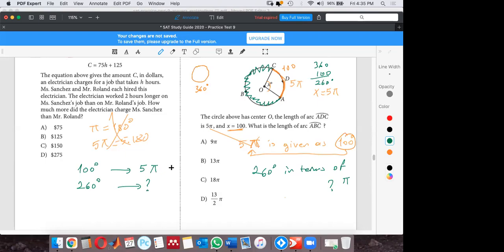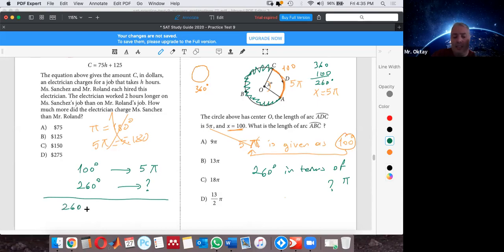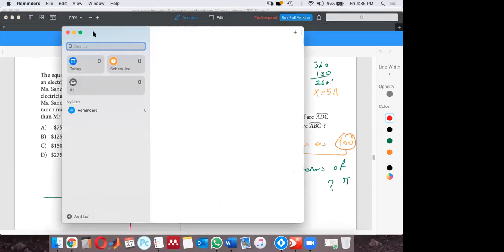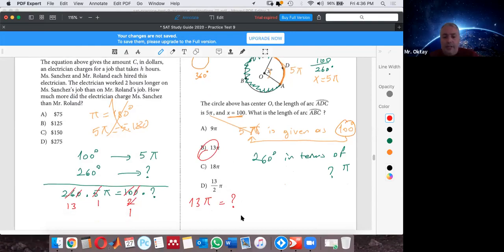So how can we solve this? Cross product. 260 times 5 pi equals 100 times question mark. Now, how can we solve this without calculator? No need calculator. Cross out the zeros, it means divided by 10, divided by 10. Divided by 5, 2. Divided by 5, 1. Divided by 2, 13. So 13 pi equals question mark, which is the answer of the question. Okay? Okay, sir. Thank you, sir. Now I got it.